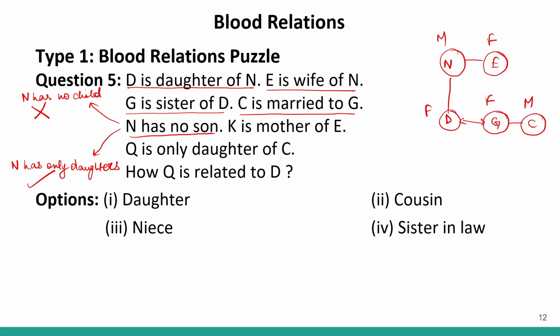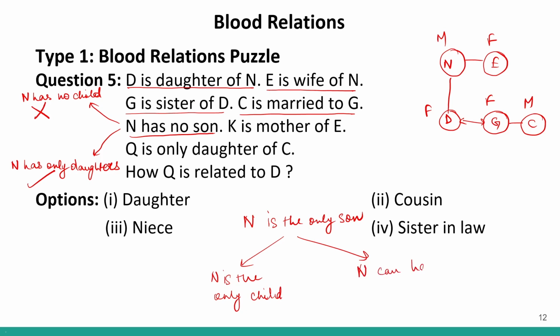Whenever you see a statement like this, let's say you have a statement, N is the only son. Again, it has 2 interpretations. First interpretation is N is the only child. Second interpretation is N can have sisters. Because N is the only son, N can have sisters. So the first interpretation would be incorrect and the second would be correct.